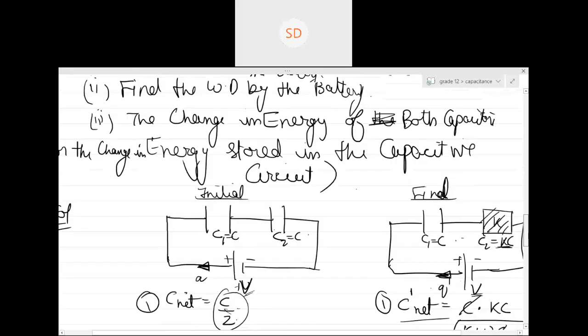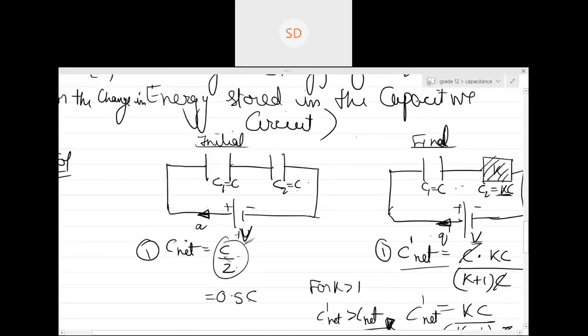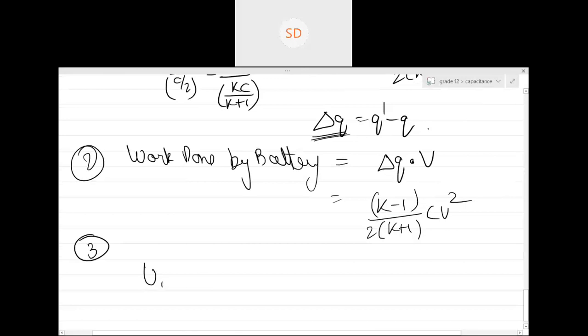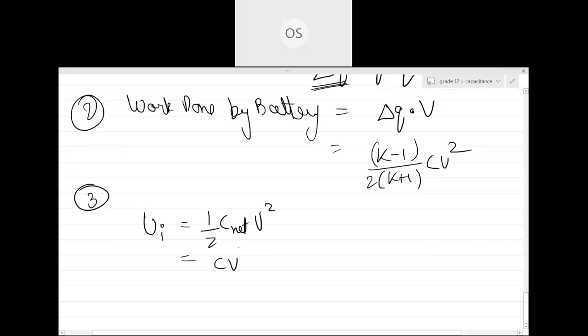What is the change in energy? Can anyone tell me what is the change in energy of the circuit? What is the initial energy? CV square by 4. Half C net V square, half into CV square by 4. Yes, correct. Initial energy was CV square by 4. Why? Because C net was C by 2. Right?